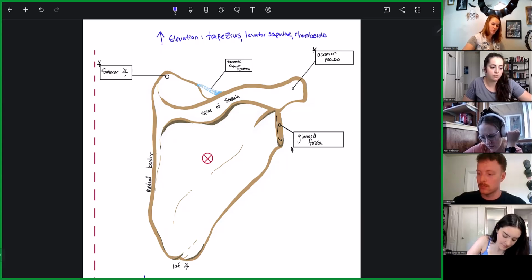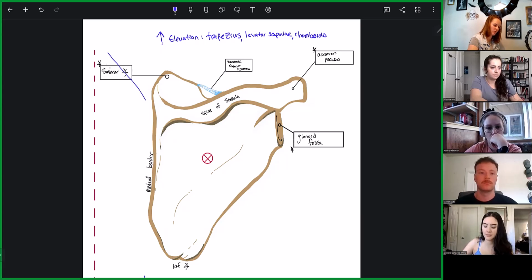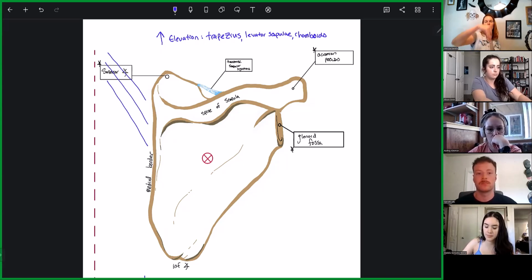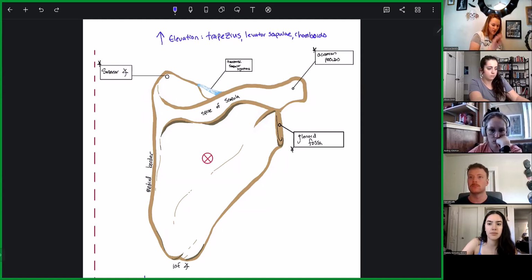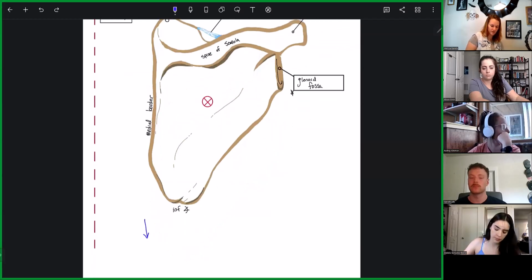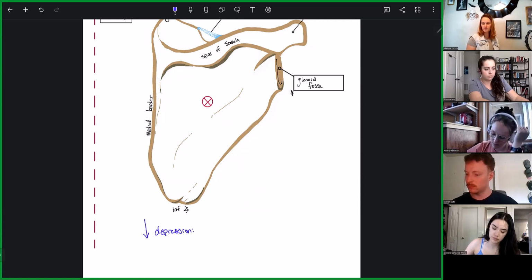So if we think about rhomboids on that medial border, some of the upper part of these rhomboids, because they are oriented like this, are going to pull and help lift a little bit. They are not just completely transverse. If they were completely transverse, they would only act in retraction of the scapula. Okay, great. So we have our elevation. We also have depression of the scapula. Jen, can you tell me the muscle that depresses the scapula?